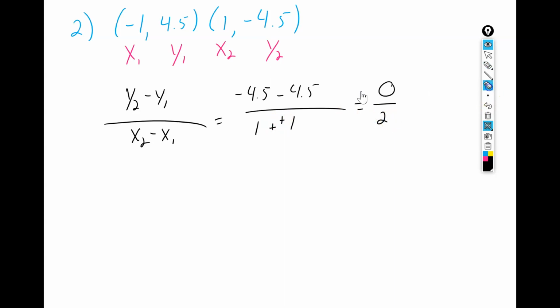Oops, I'm sorry. -4.5 and 4.5 do not cancel out, and that gives me -9. I've got -9 over 2. So that's in simplest form, and that gives me a negative slope.